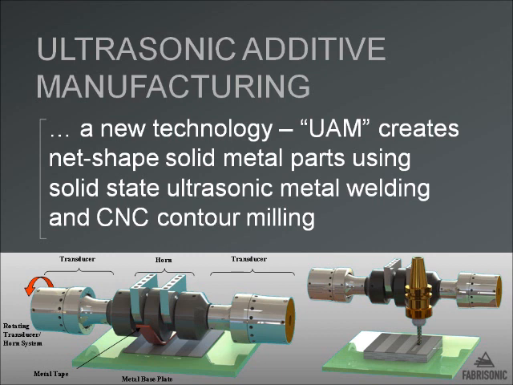UAM creates net-shaped solid metal parts using both solid-state ultrasonic metal welding and CNC contour milling. The process is both additive and subtractive. For the additive component, we have what we call an ultrasonic stack. It consists of transducers and a horn. On the left and the right, you can see a transducer.